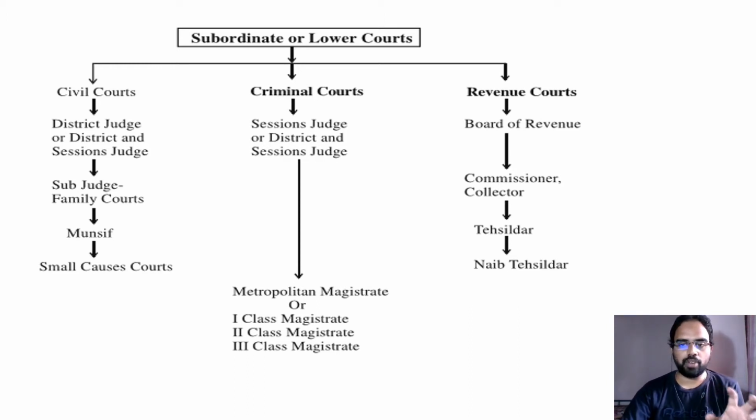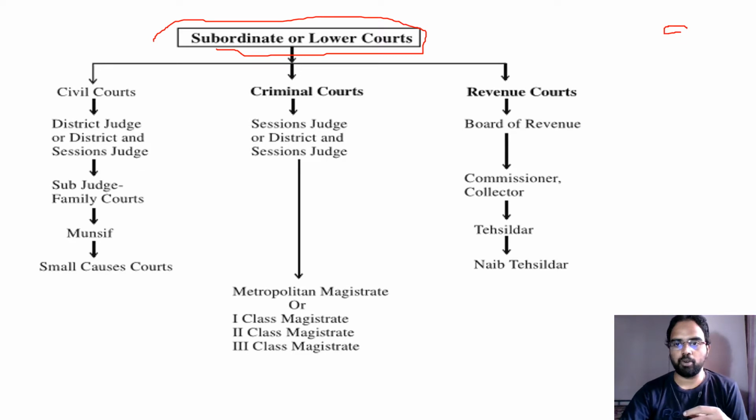So under the High Courts, as per the hierarchy of the judicial system in India, we have subordinate courts or lower courts. We have the Supreme Court at the highest level, then come the High Courts, then come the subordinate courts. These subordinate courts operate from the district level. They function with the district as a unit. So the subordinate courts are lower courts.